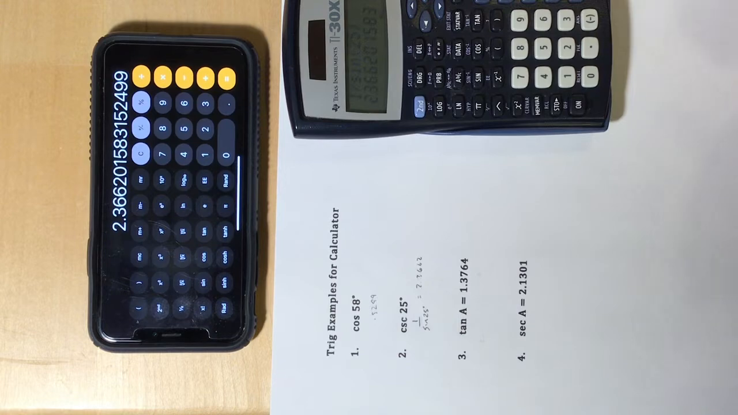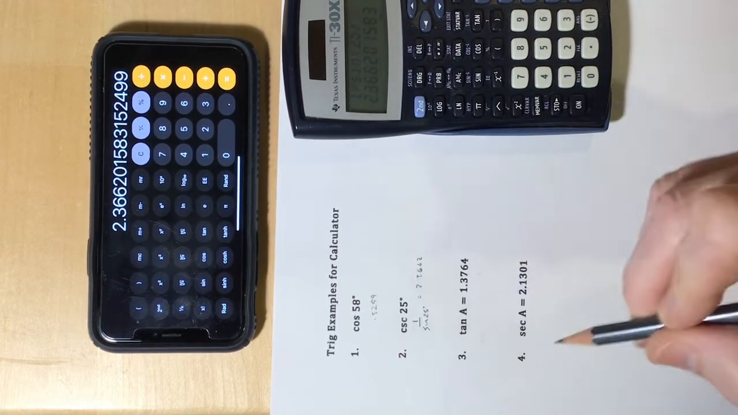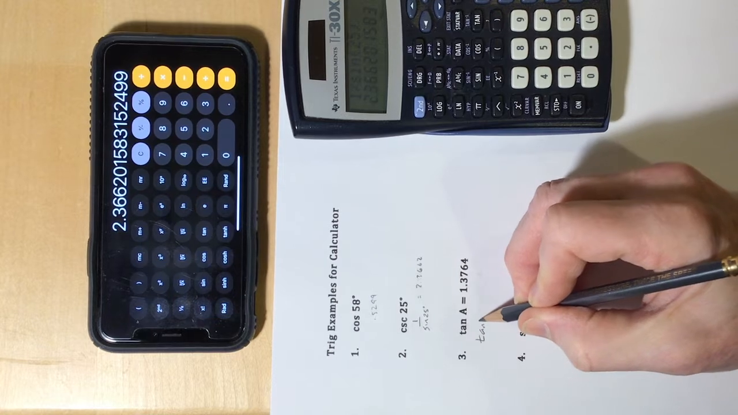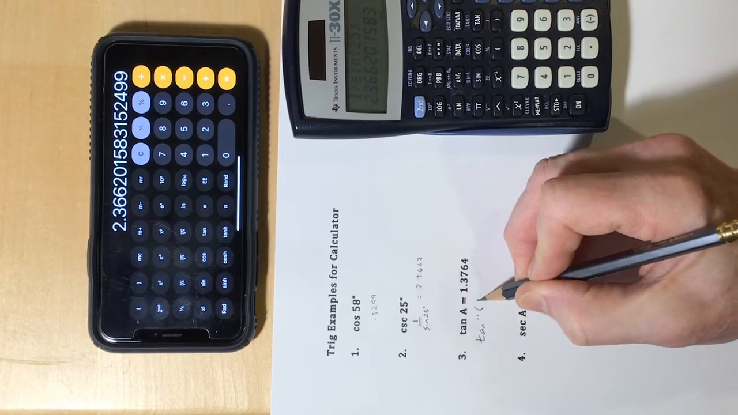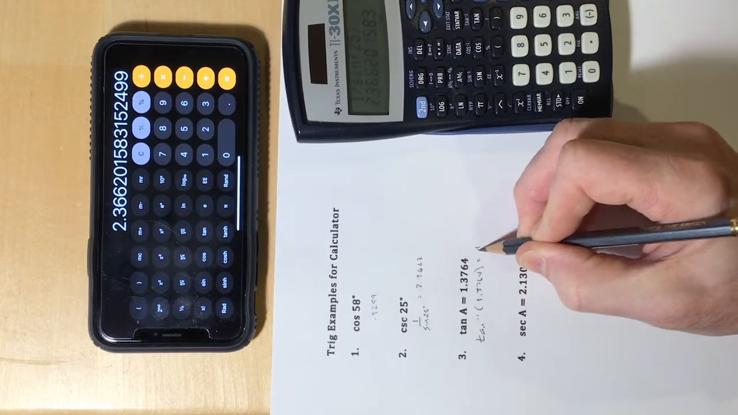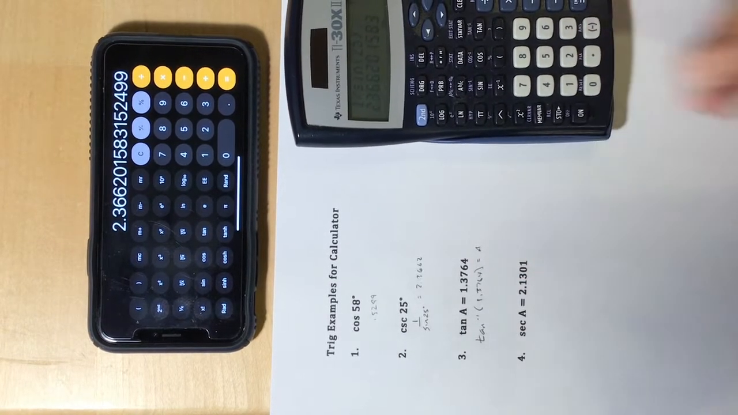Now here we get the inverse functions. In other words, this is where we're looking for the angle. Remember this for the ACT, because this is how it will look. Tangent inverse of 1.3764 is equal to A. In other words, I'm looking for the angle that has a tangent of 1.3764.